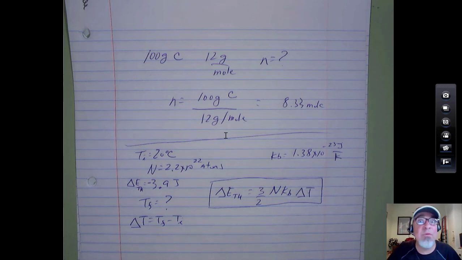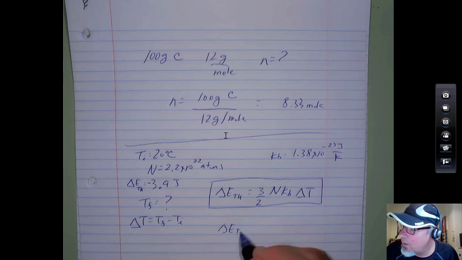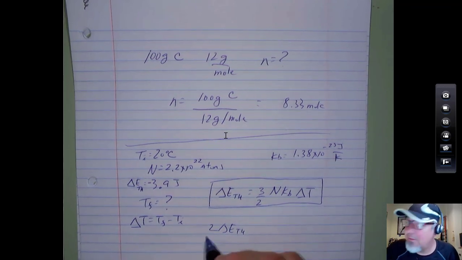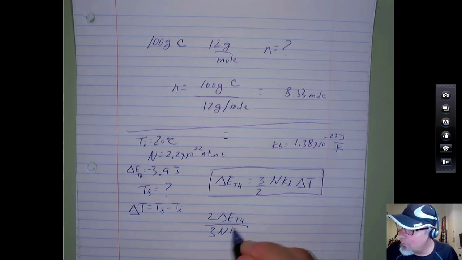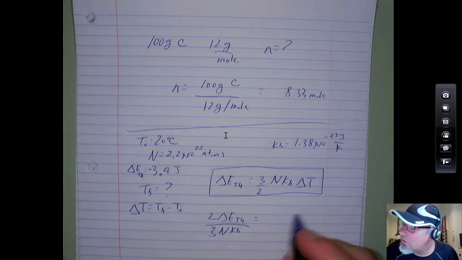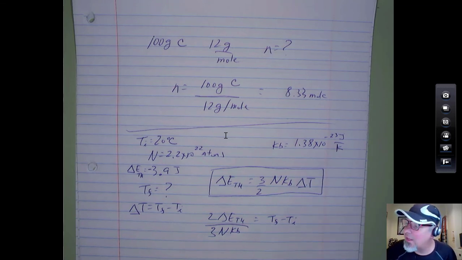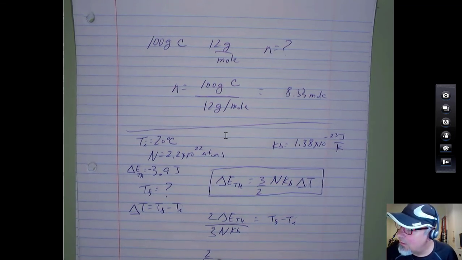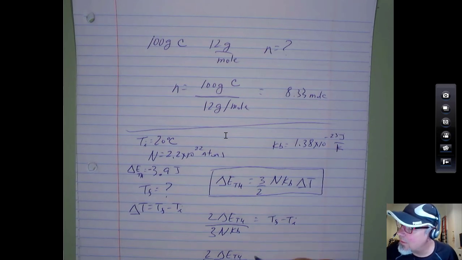Okay, so let me put a little bit more detail into this formula. The change in energy, okay, that's something that we actually know. Multiply both sides by 2, divide both sides by 3, and the number of particles, Boltzmann's constant, this is equal to the change in temperature, which is T final minus T initial. Okay, so then I could add T initial to both sides. So I'll have 2/3 change in energy, don't forget the N, Boltzmann's constant, and then plus T initial is equal to T final.